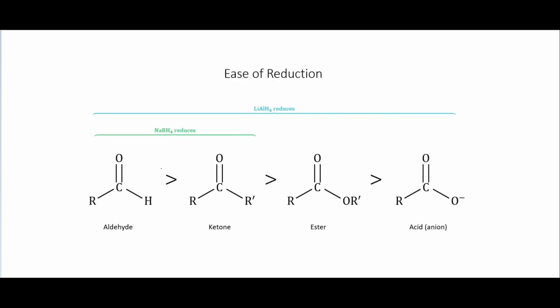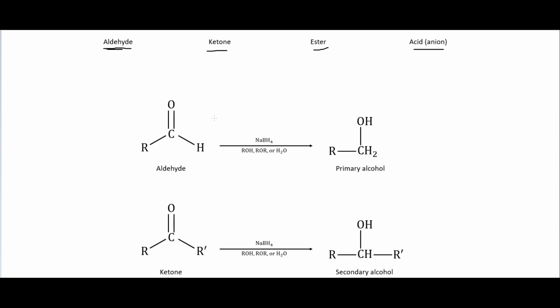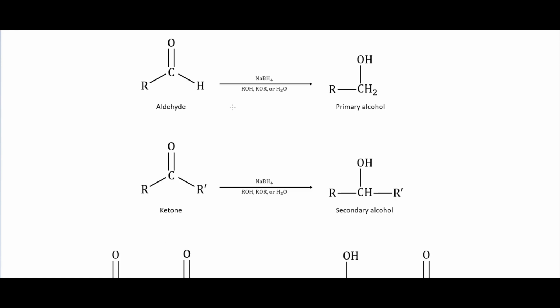As for the ease of reduction, aldehydes are the easiest to reduce. The sodium borohydride can reduce the aldehyde and the ketone, but if we want to reduce the ester or the acid, the anionic version of the acid, we would have to use the lithium aluminum hydride. When we do the sodium borohydride, we have the aldehyde here, and we are going to add a hydrogen onto the carbon and onto the oxygen up here, so that we get a primary alcohol, where with the ketone we end up getting a secondary alcohol.